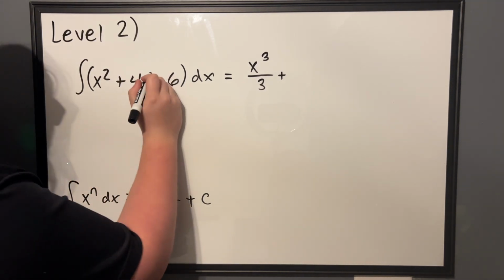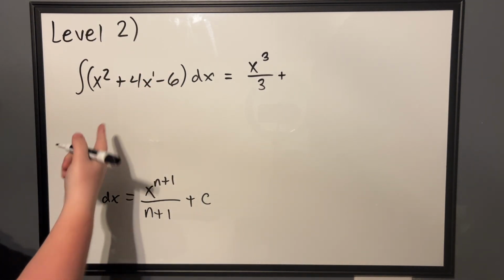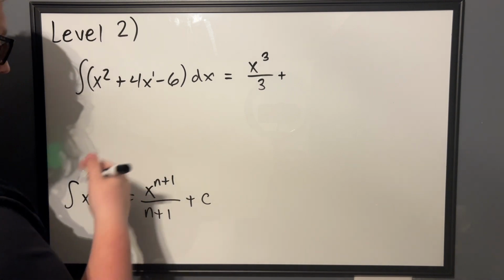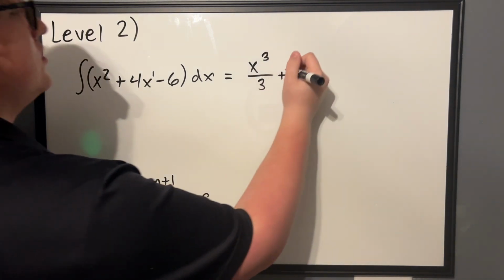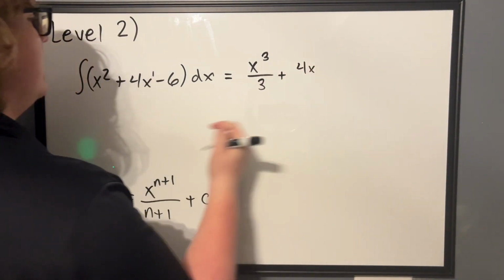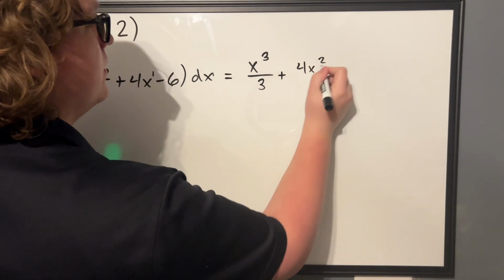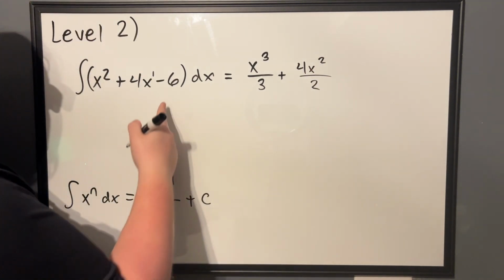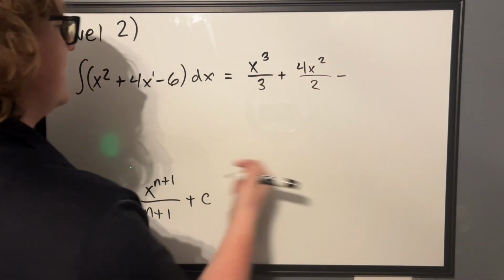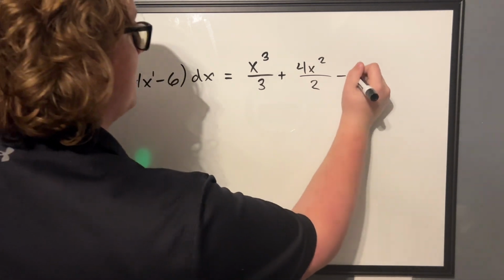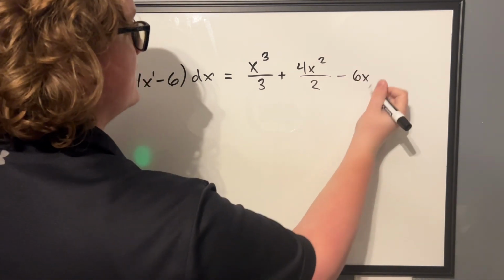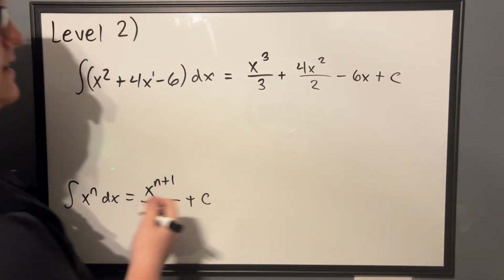This power is actually a 1. It's not written, but it's implied that this is an x to the first power, so we're going to use the same thing. So we're going to have 4x to the 1 plus 1, which is 2, over 2. And then, again, with the constant 6 right here, all we need to do is multiply that by an x. So we have minus 6x, and then we add the constant c.